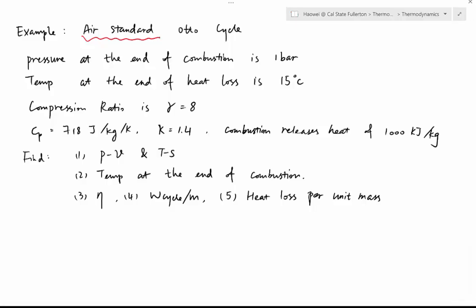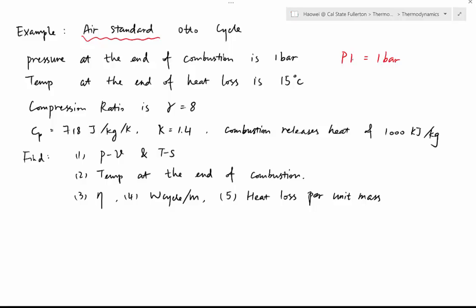Okay, and then what we know is pressure at the end of the combustion is 1 bar. So first of all, you have to identify which P is equal to 1 bar. At the end of combustion, combustion process is 4 to 1. So the end of combustion is number 1. So P1 is equal to 1 bar. Make sure you understand which pressure it is talking about.